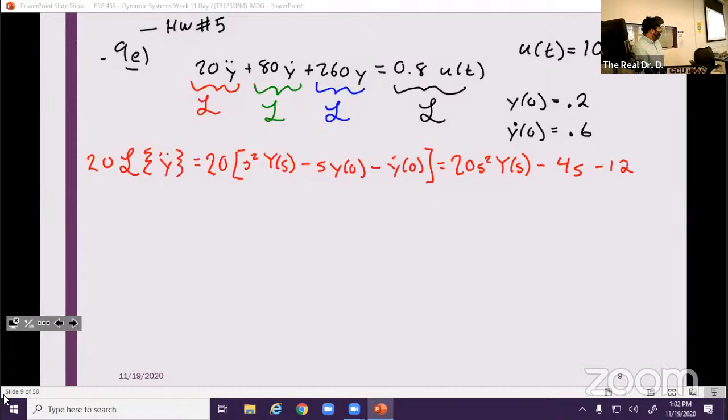All right, so that's our Laplace transform for 20 y double dot. We take the 20 out, remember, and we've seen this when we did them by hand. The definition of a Laplace transform is the integral from 0 to infinity of your function times e to the negative st dt, so I can take my constants out. The constant comes out, I use my property.